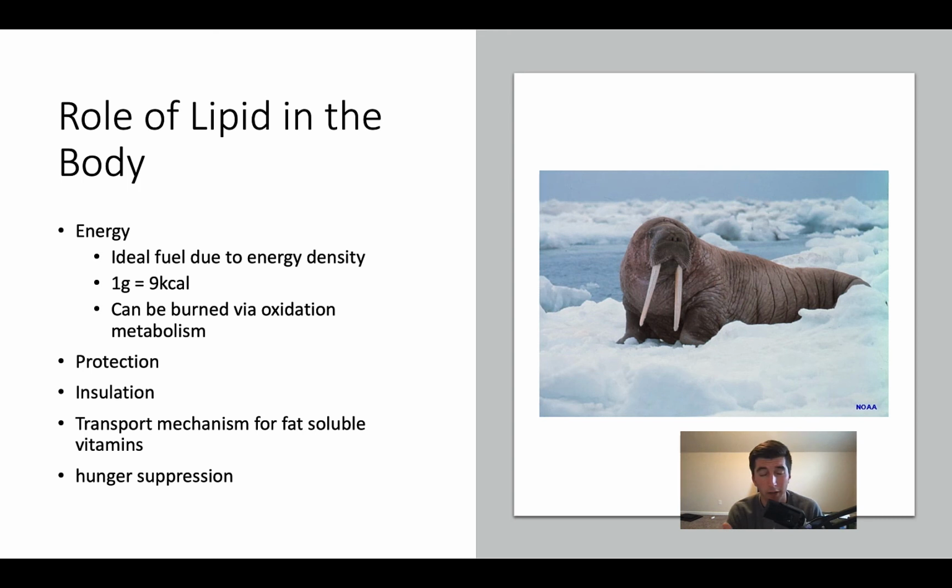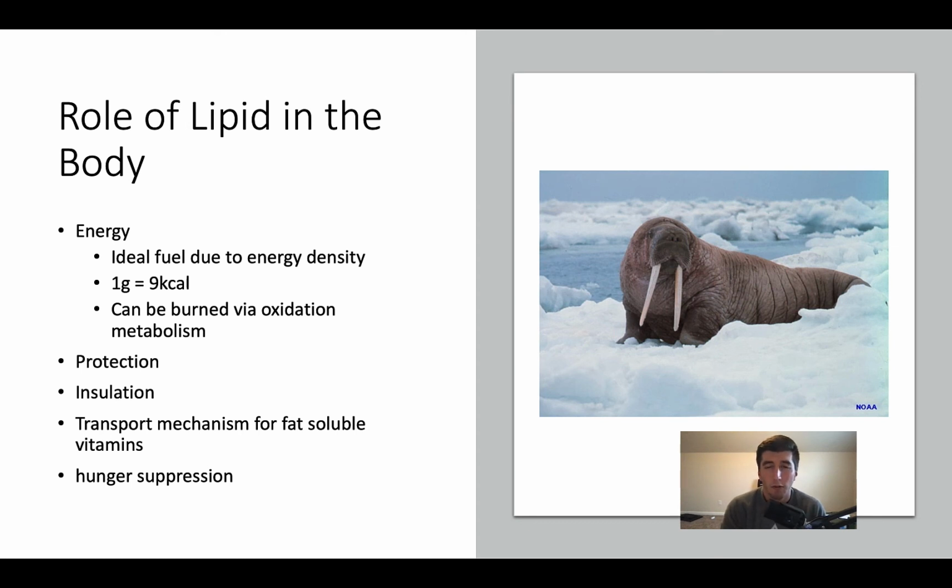We also need it for protection. Think about if you've ever been punched in the stomach, sometimes you might wish you had more fat there to absorb the blow. We're actually trying to protect our internal organs by wrapping them in fat. We use it as insulation, so when times are a little bit cold, we use it to keep heat inside of our body.